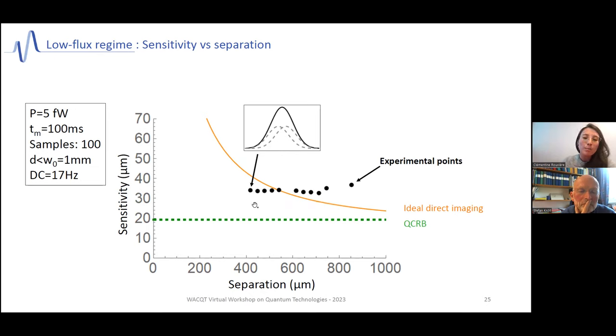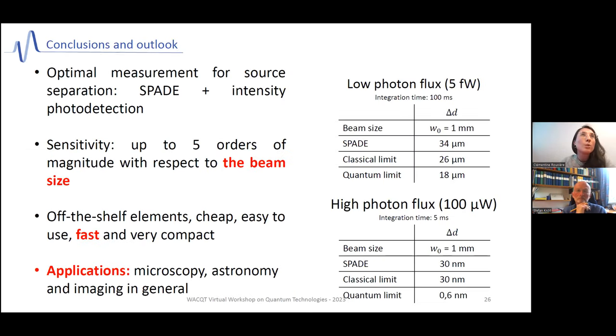So a better performance than the ideal direct imaging. I will just conclude and say that in the lab, what we are doing is performing a proof of principle experiment using spatial mode demultiplexing with photodetection for separation estimation. We achieved a sensitivity up to 5 orders of magnitude with respect to the beam size, with off-the-shelf equipment and a very, very compact setup.